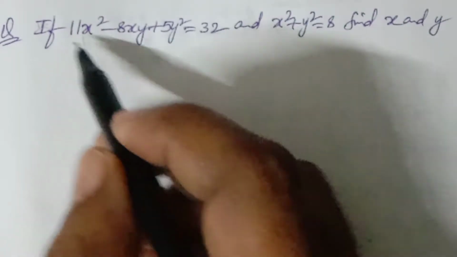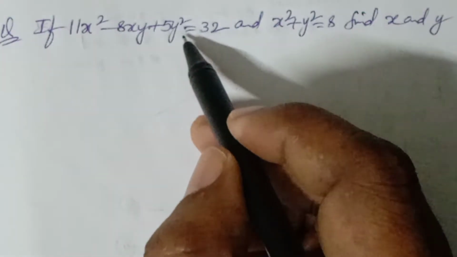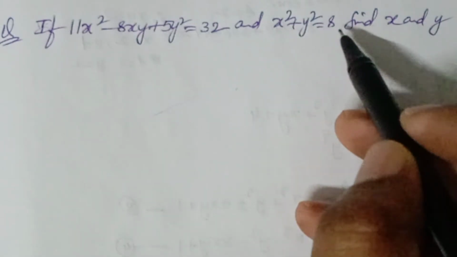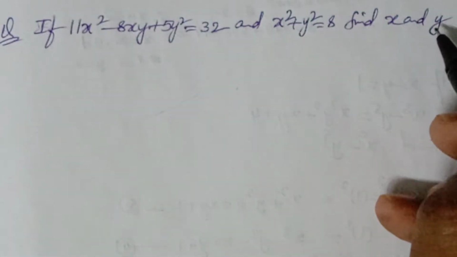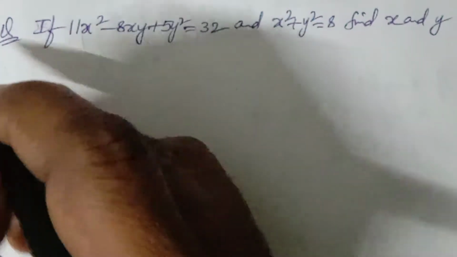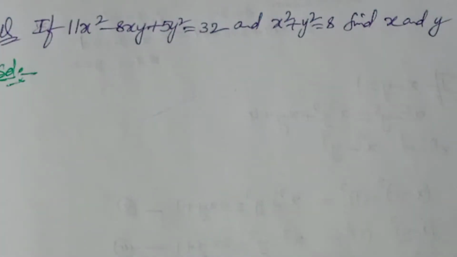So the question is given now: if 11x square minus 8xy plus 5y square is equal to 32 and x square plus y square is equal to 8, find x and y value. So here, pause the video for 10 seconds and think about the problem. Can you do this problem?